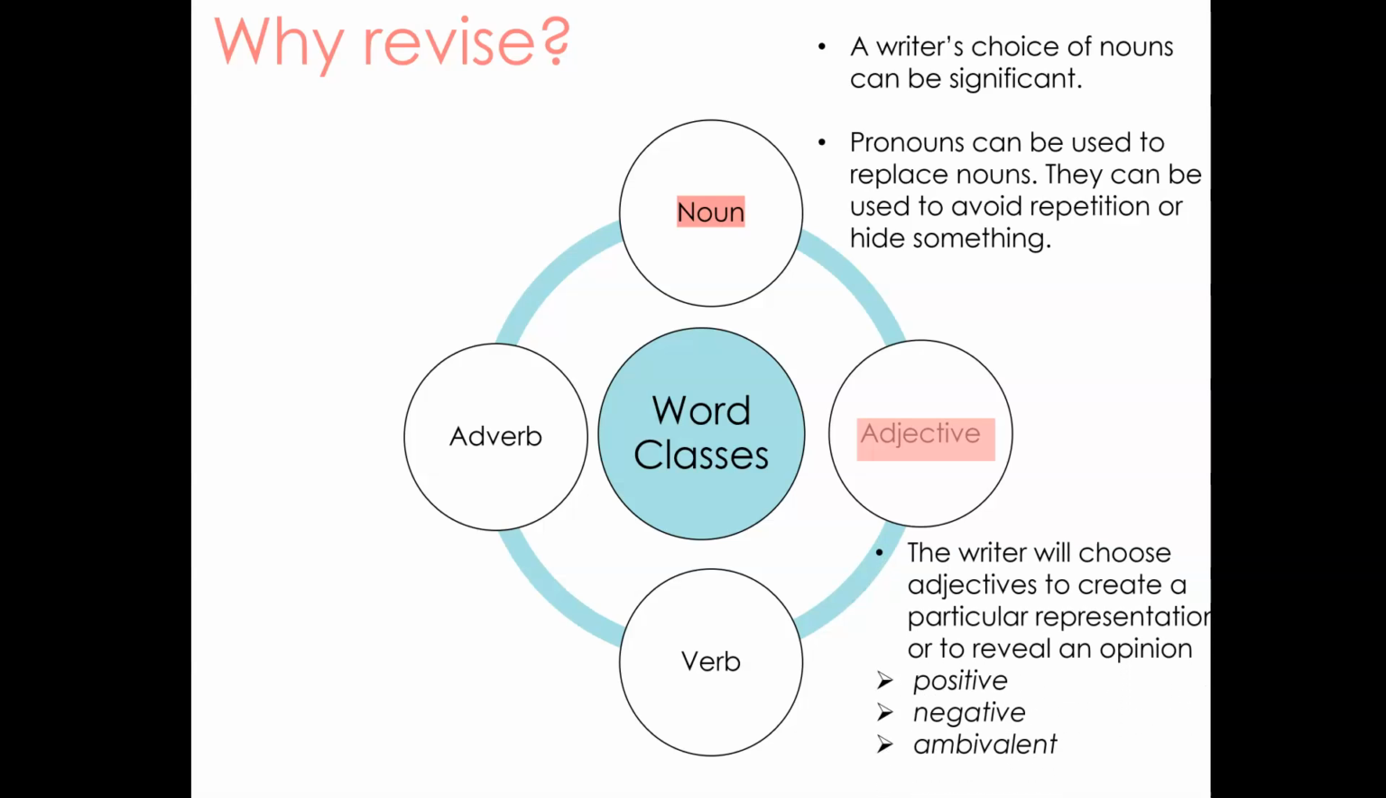Adjectives are really essential to creating precise imagery for fiction and non-fiction texts. They work with nouns to build noun phrases. The writer's choice of adjectives helps to create a particular representation or to reveal their opinion on a topic, whether that's positive, negative, or ambivalent.